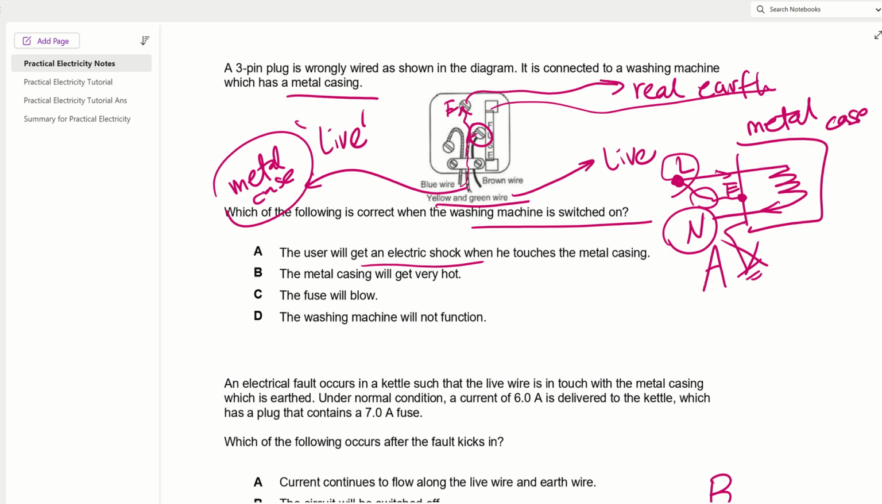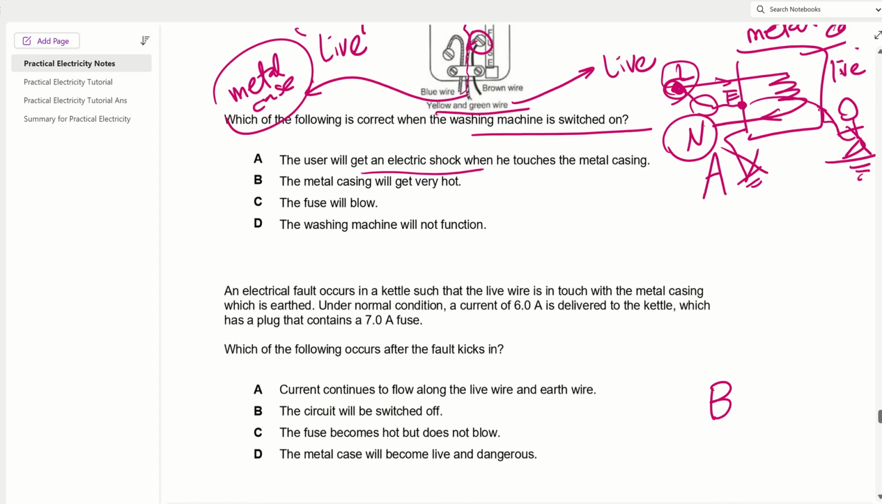But if somebody touches this, remember this part, it is connected, so the metal case is actually now live. So if somebody now touches it, it touches the earth and touches this, it will form the connection and current will flow into the person. So the person will get an electric shock.